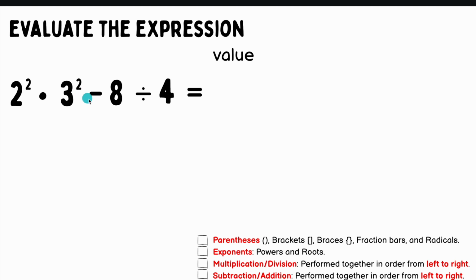Let's evaluate the expression 2 squared, or 2 to the second power, times 3 squared, or 3 to the second power, minus 8 divided by 4. I notice we don't have parentheses, but we do have exponents. Let's solve.